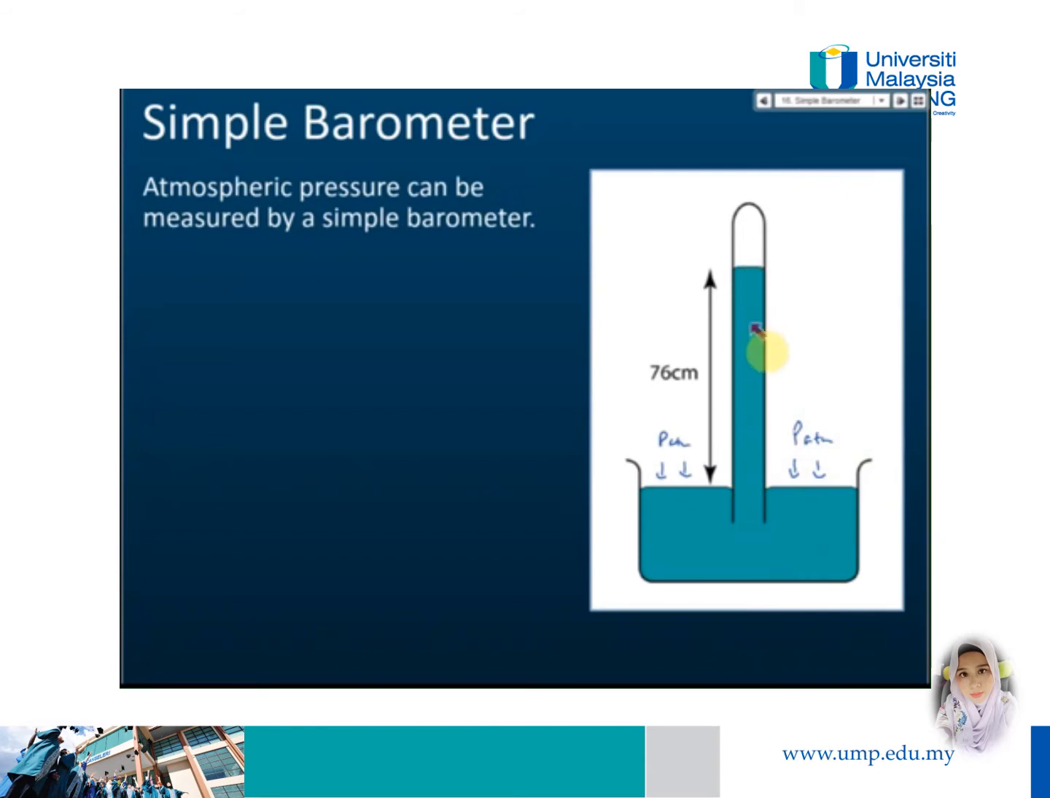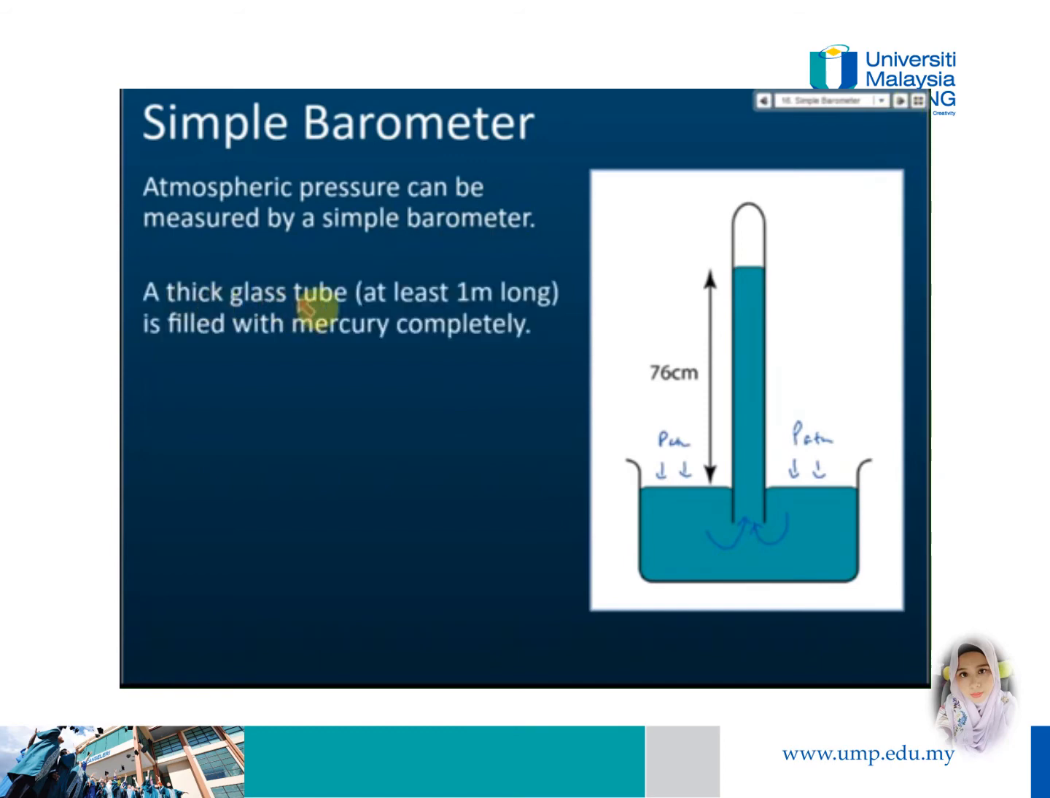This level is higher because atmospheric gas presses on the surface of the mercury and pushes the mercury into the glass tube, forcing it to go up to a certain level, until the pressure inside here is the same as the pressure outside. Then it will stay at this level. So that is a simple barometer.